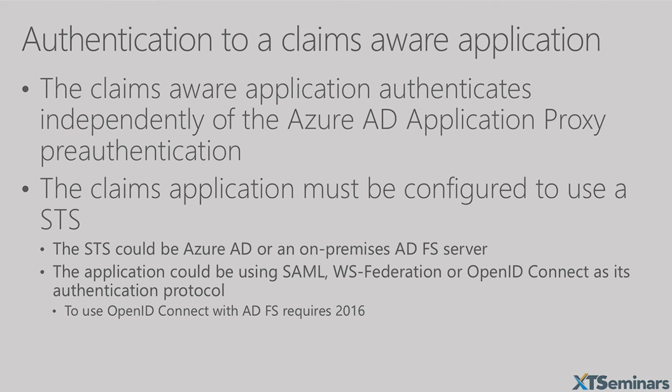A claims-aware application, as I say, could be OpenID Connect, it could be using WS-Fed, it could be using SAML, right? And the claims-aware application needs to go to an STS, a security token service, or redirect you there to get a token, right? So what is the security token service? Well, it could be Azure AD, or it could be ADFS, right? Or it could be some third-party security token service. So remember, this is the application that's running on our internal web server that is going to do this.